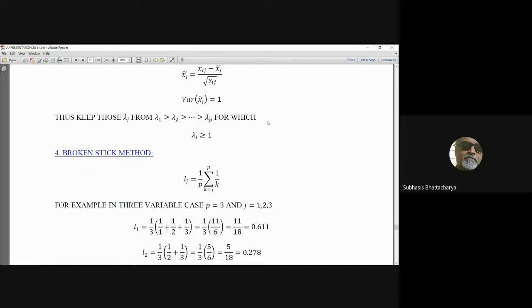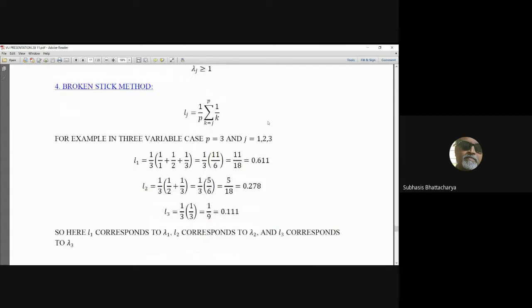So we can form L1, L2 and L3 this way: L1 is 1/3 into (1 plus 1/2 plus 1/3), and the second one is L2, where the first term is removed, that is 1/2 plus 1/3. L3 is formed this way. So here L1 corresponds to the first eigenvalue, L2 corresponds to the second eigenvalue, and this way we can form as many values as the number of variables, depending on such values of L1, L2 and L3.